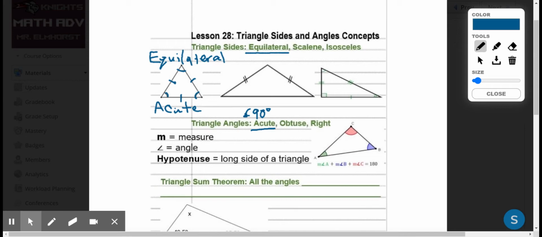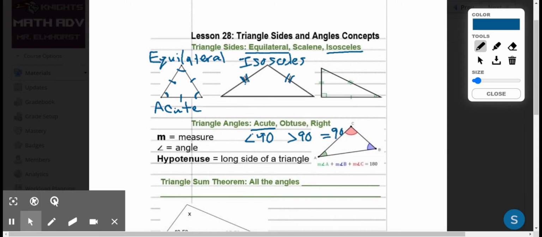Okay, so we look at the next one here. So we have 2 equal sides, and that is going to be called an isosceles triangle. Now, because there is an angle here that opens up and it's greater than 90 degrees, that's going to be obtuse. So this would be an isosceles obtuse triangle.